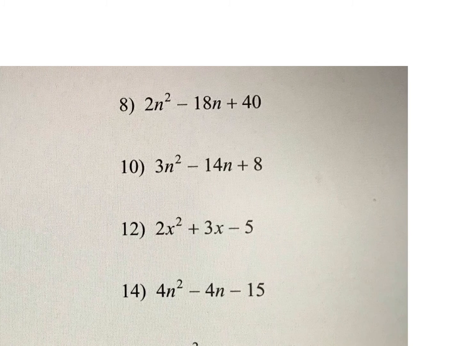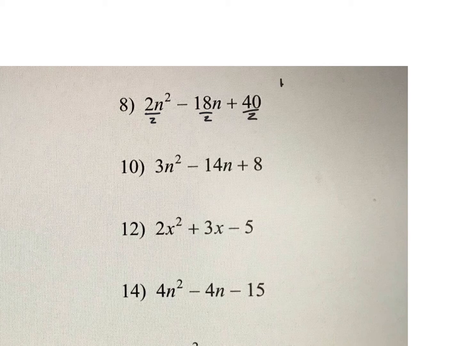we like to get the number out front to be 1. So anytime that it's not 1, there's 2 different things we could do. We could either take out the greatest common factor, or if we don't have a greatest common factor in all 3 of our terms, then we have to multiply the first and the last term. So here we can divide everything by 2.